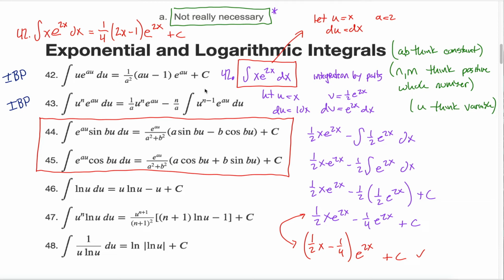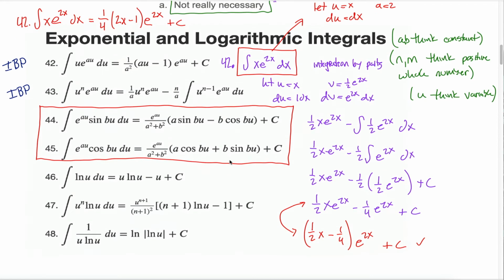The only difference here is instead of starting out with x, e to the 2x, we could start out with like x squared, for example, e to the 2x. And maybe you recall, we've seen that problem, x squared e to the 2x, that what we have to do is the integration by parts formula twice. You do it once and it kind of simplifies down to something that looks like this, and then you do it again. 43 is just giving you a shortcut for exactly that.